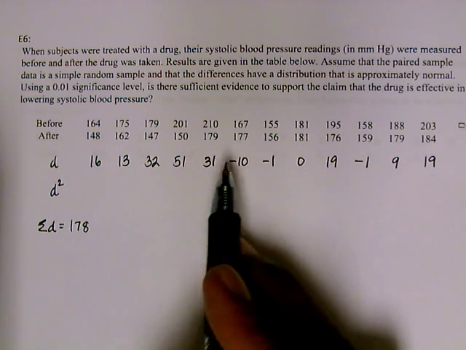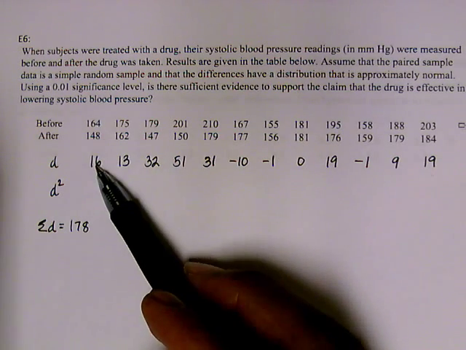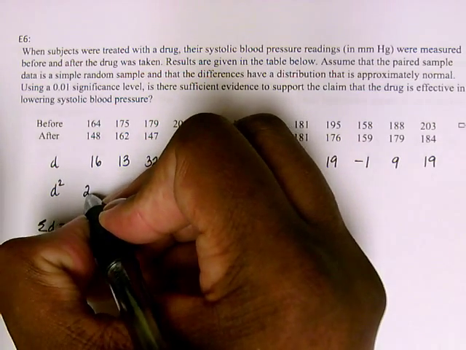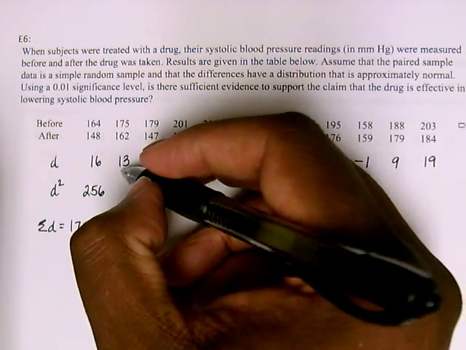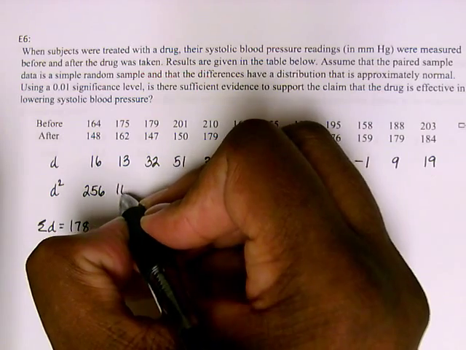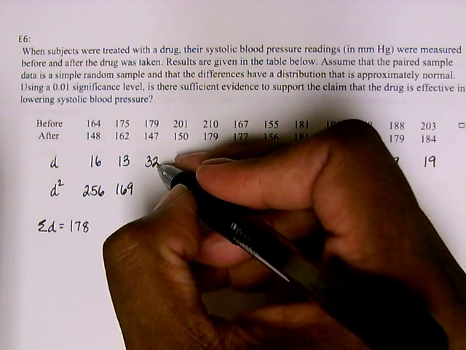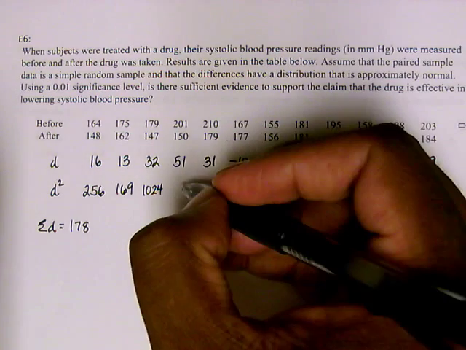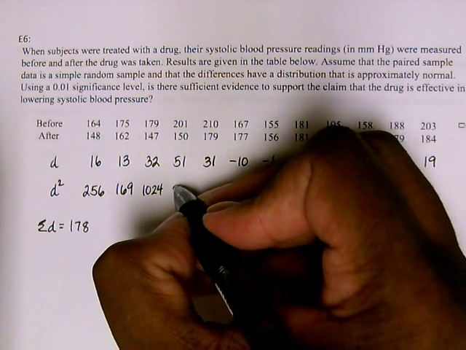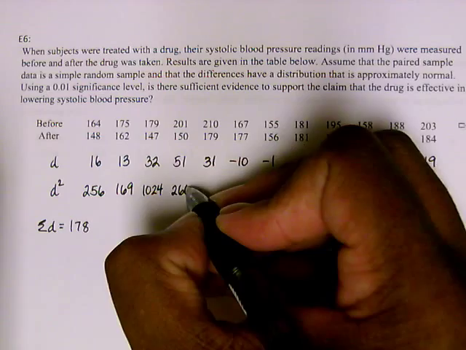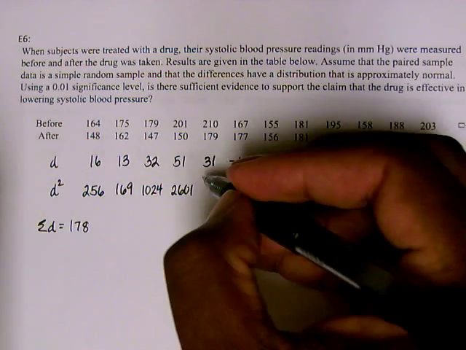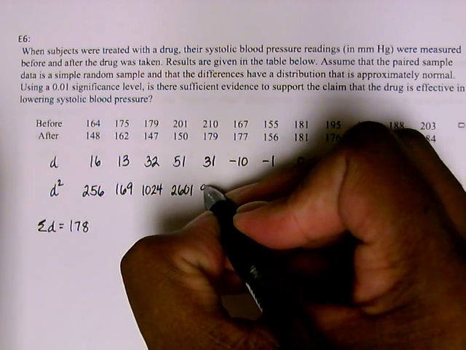Now we've got to square each individual difference here. So here, if I take 16 and square it, that'd be 256. 13 squared will be 169. 32 squared will be 1024. Square the 51, you'll get 2601. Square the 31, you'll get 961.